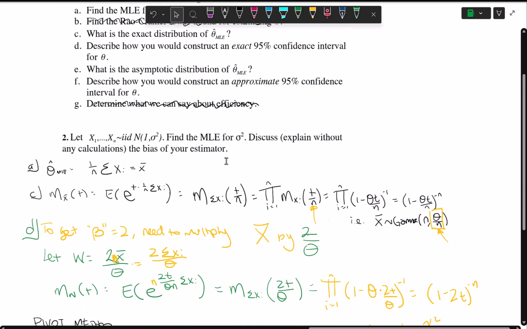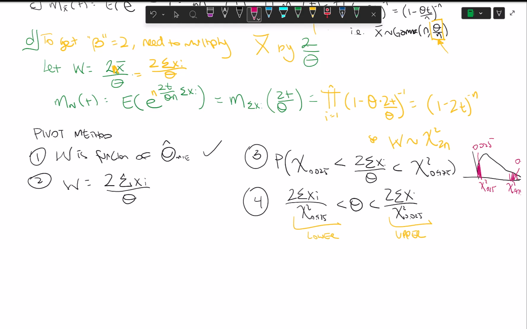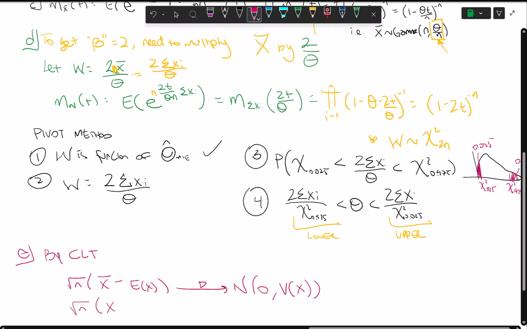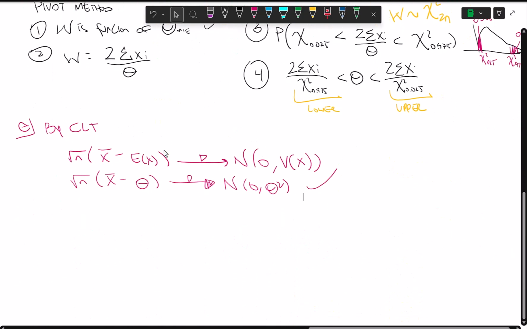Part E, what's the asymptotic distribution of the MLE? Since the MLE is a mean, we can use a CLT. Radical n times x bar minus E of x converges in distribution to normal 0, variance of x. That's a CLT. Plug and play. This is going to be radical n times x bar minus theta, because the expected value of the exponential is just theta. The variance of the exponential is theta squared. That's part E.